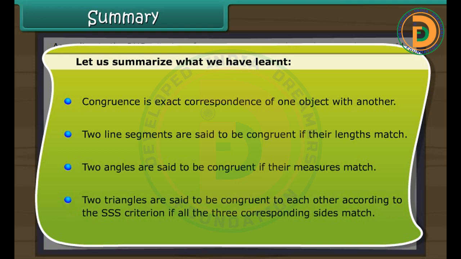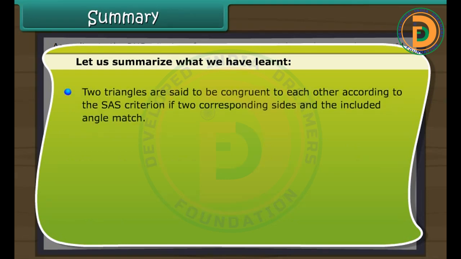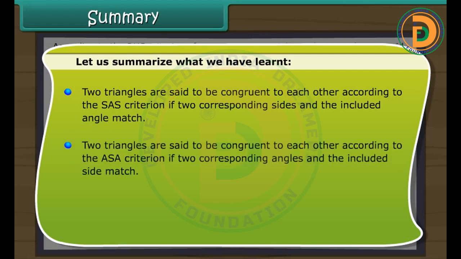Two triangles are said to be congruent to each other according to the SSS criterion if all the three corresponding sides match. Two triangles are said to be congruent to each other according to the SAS criterion if two corresponding sides and the included angle match. Two triangles are said to be congruent to each other according to the ASA criterion if two corresponding angles and the included side match.